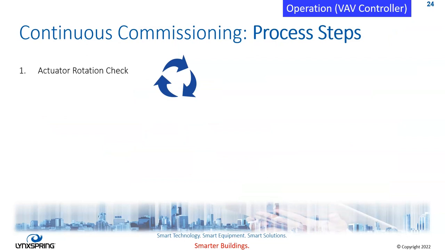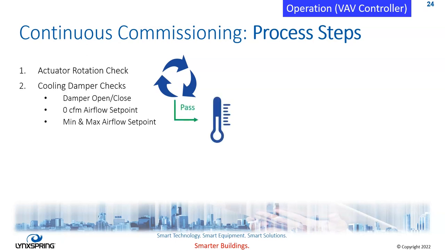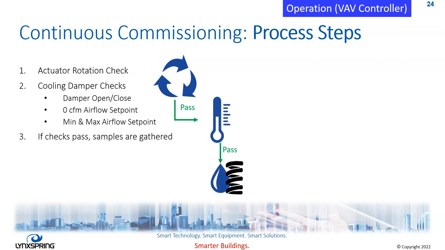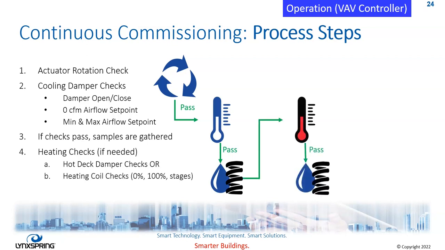So let's talk about the VAV controller and the operation. The first thing that happens is an actuator rotation check. Once that passes, the cooling damper is going to open and close and check the 0 CFM airflow set point. It's also going to go through the minimum and maximum airflow set point. Once they pass, samples are gathered, and then it's going to check to see if heating is required.